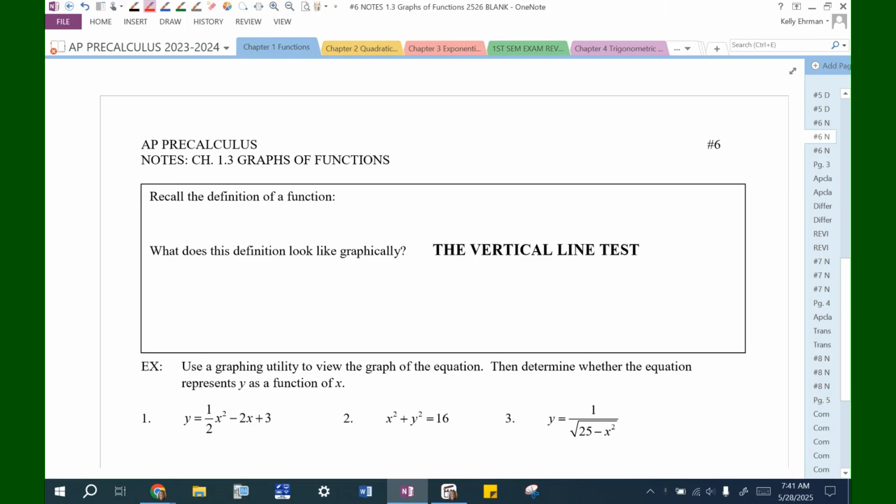So first of all, I want to recall the definition of a function. The shortest way we can define a function is saying a relation for which, here's the important part, every input has exactly one output.